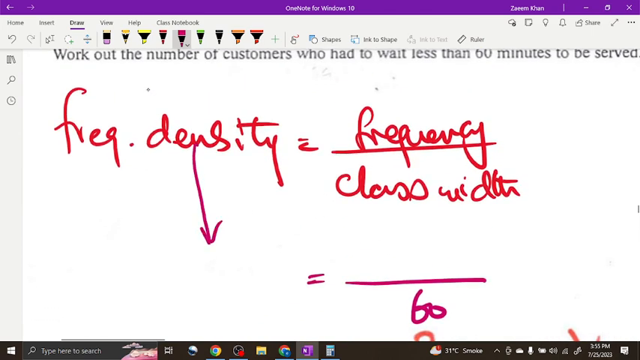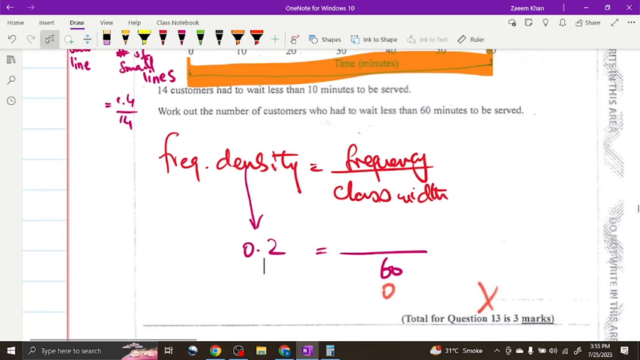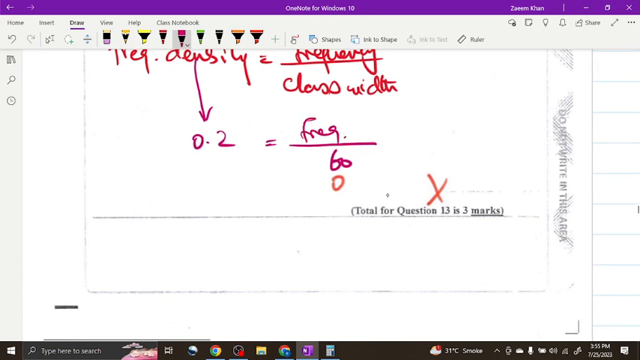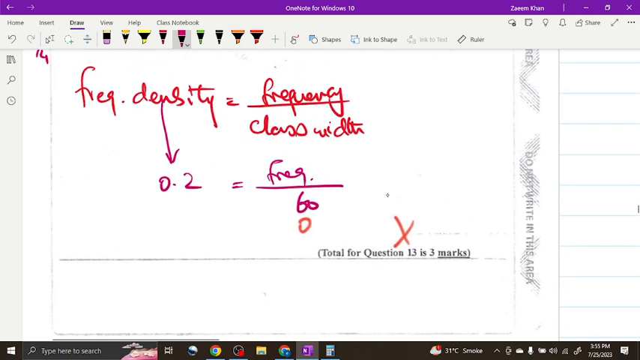Remember, we're trying to find the frequency. We're going to plug in all the values except for frequency, because that's what we're supposed to find. Now, can you help me find the value of frequency? 60 times 0.2. What do we get? 60.2. Not quite, Rida. 60 times point.